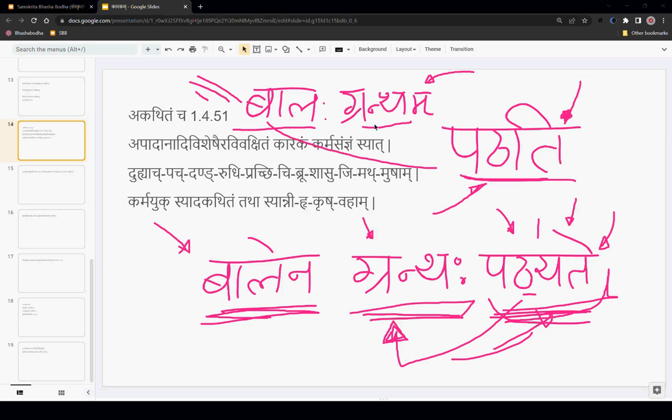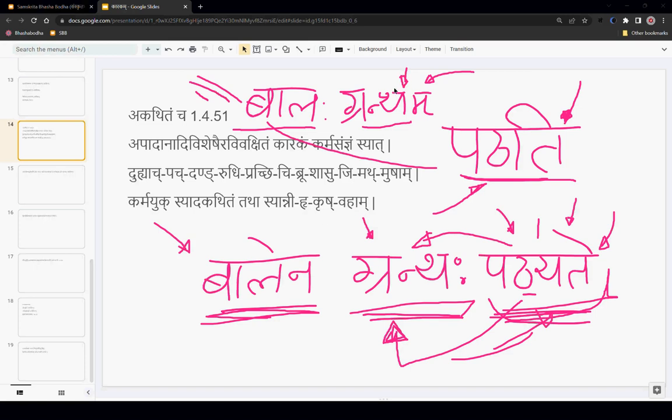So note that in the first case, Balaha granthan padati, padati was ekavachanam and Balaha was ekavachanam. Granthan was bahuvachanam. In the second case, Balena granthaha padyante. Balena is ekavachanam. Granthaha is bahuvachanam. Padyante also becomes bahuvachanam because in karmani, the vachanam of the kriya padam will be the vachanam of the karma padam.